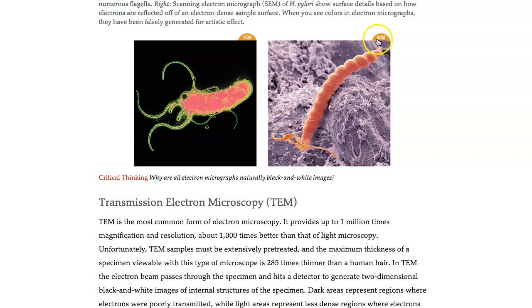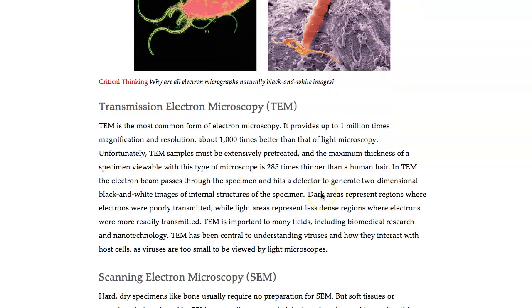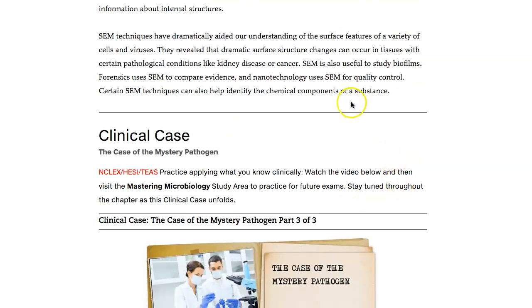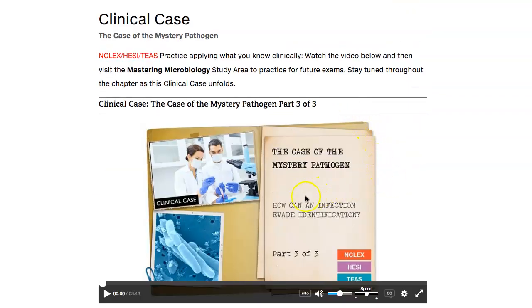And this is a scanning electron microscopy image where you're just looking at the outside. You're not getting to the interior, but you're looking at the morphology or shape and the exterior properties of the microorganism. And the procedure is slightly different, and it does not involve thin sectioning of the microbe. So you can read this over. They both have a very important role in the study of microbes.